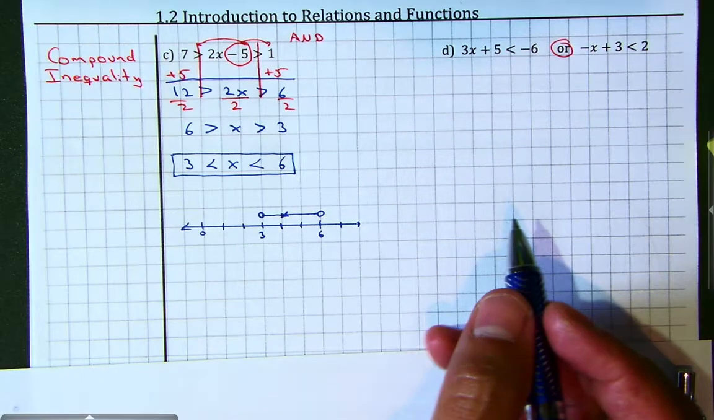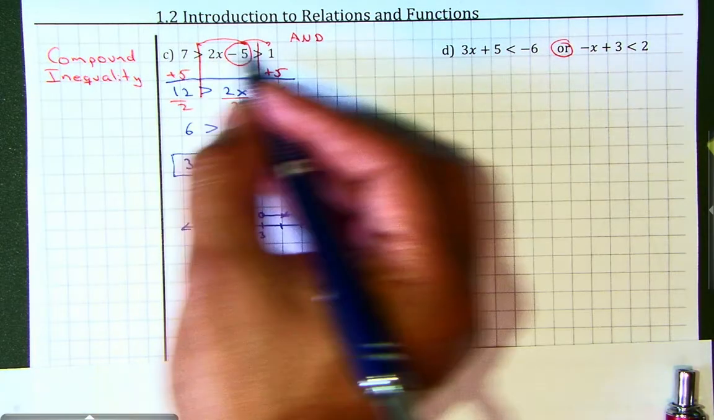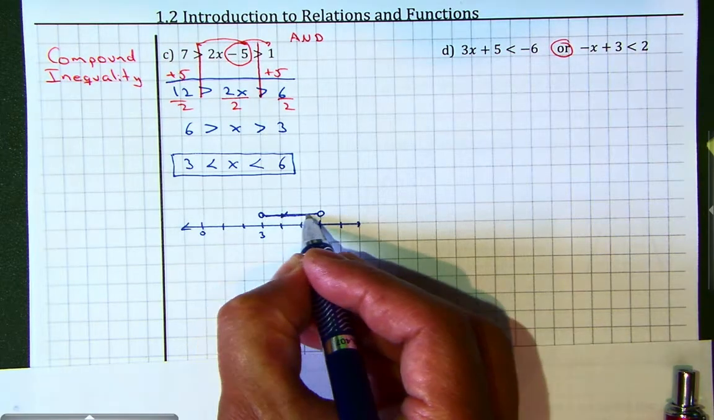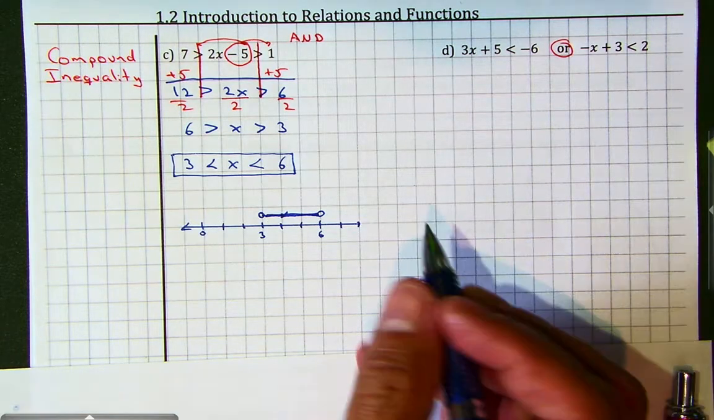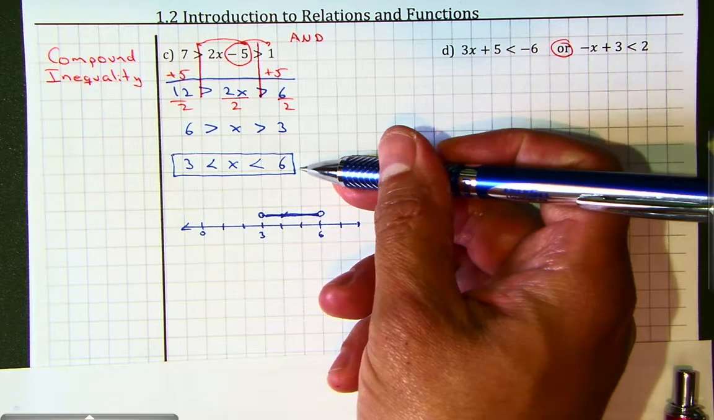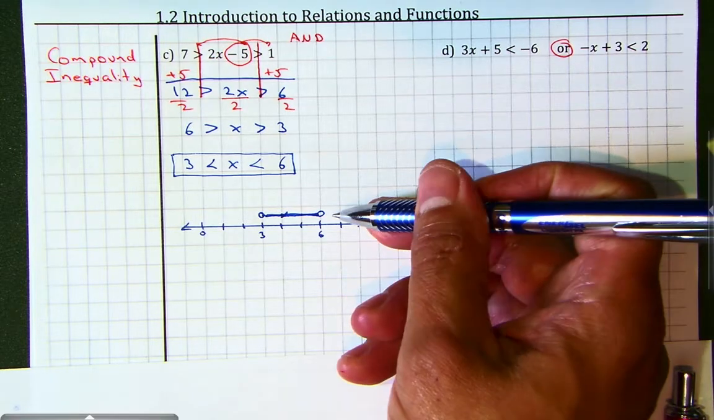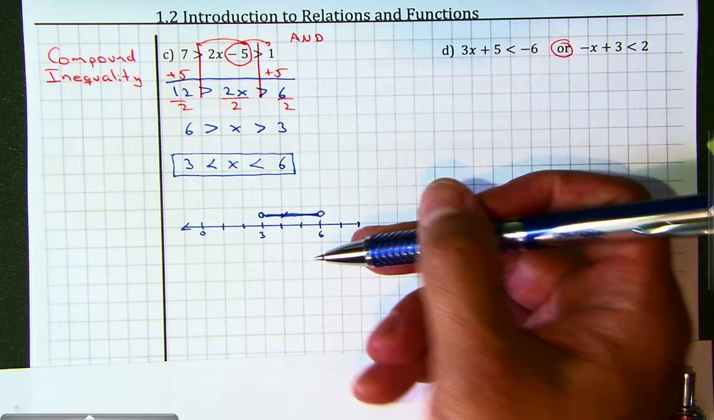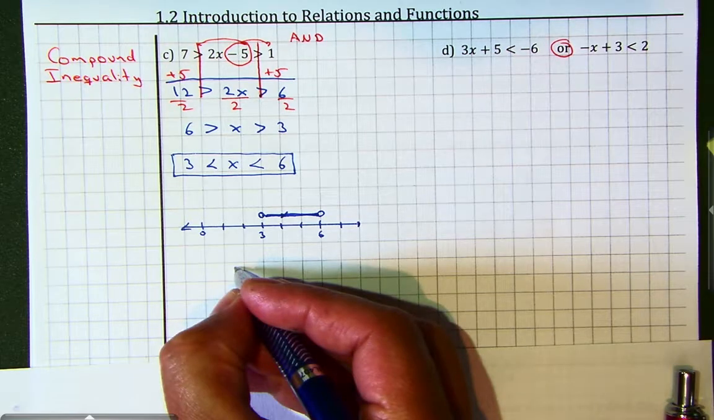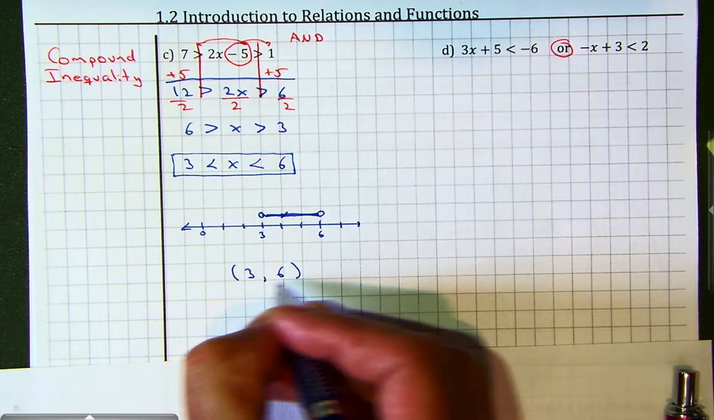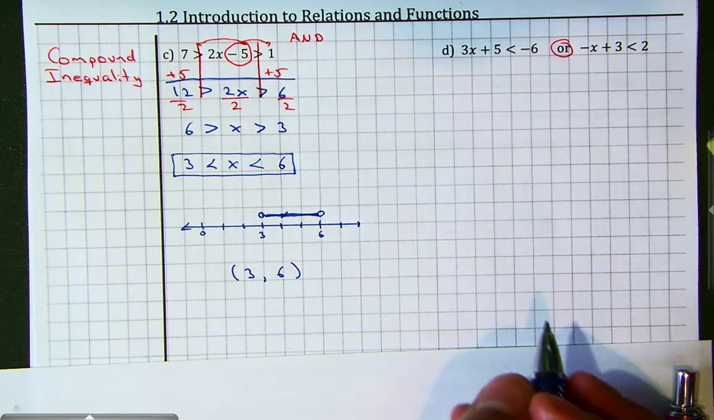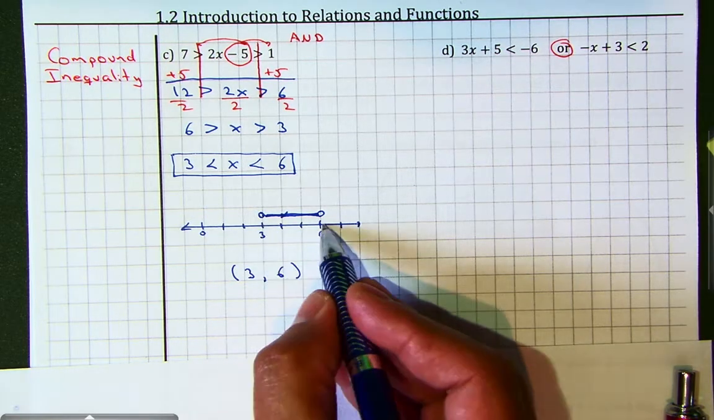So therefore, whenever you have an AND, your graph should always be connected. So we solved it, we graphed it. Now we're going to write it down in interval notation. So it will be the numbers from 3 all the way to 6. And notice that they both get a parenthesis, since it does not include the 3 and does not include the 6.